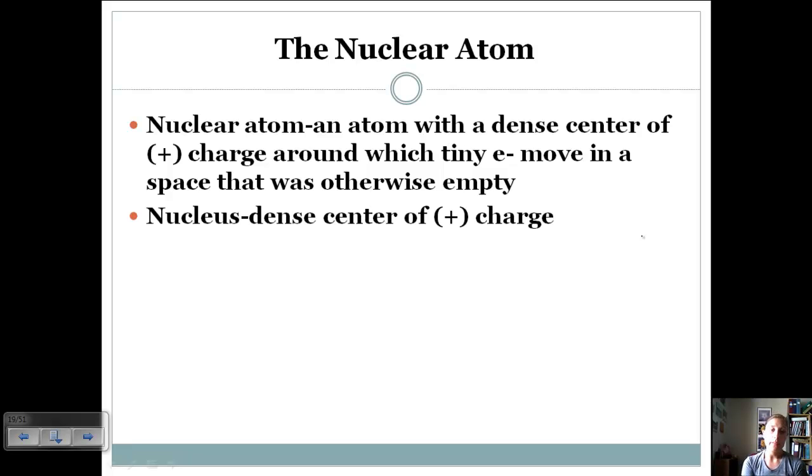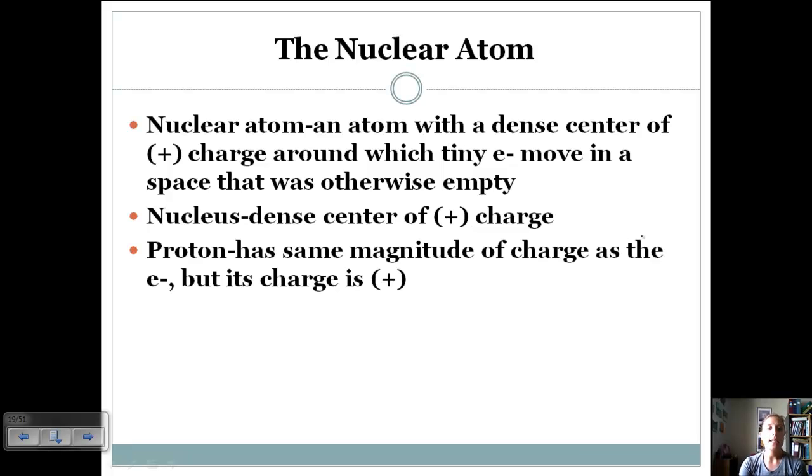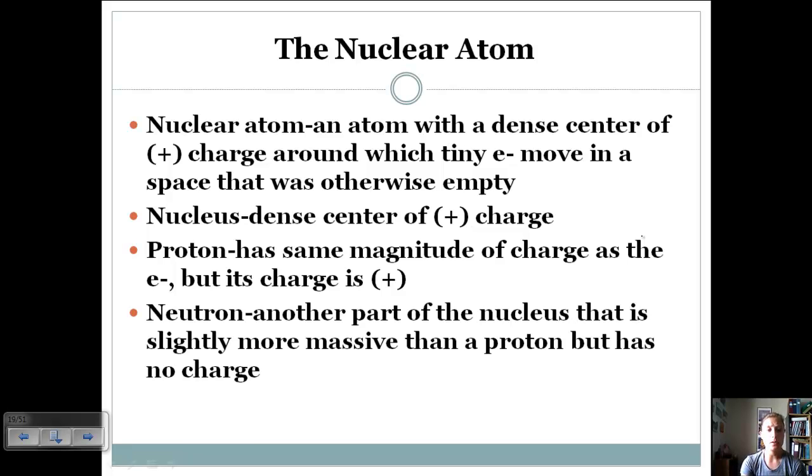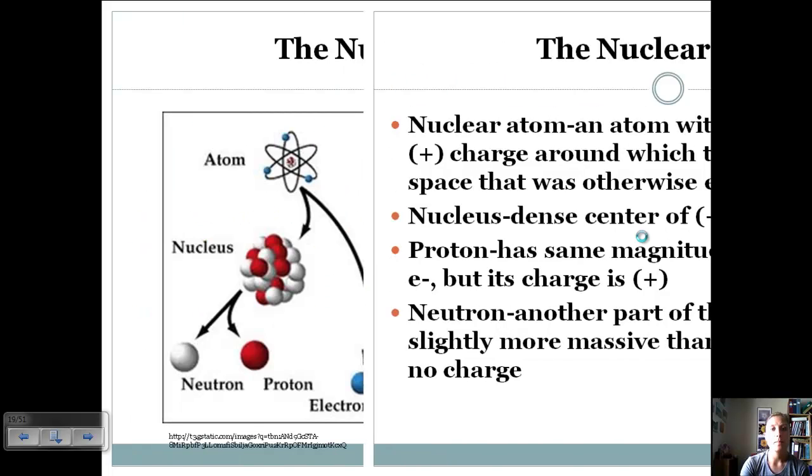So the nucleus, another new term, is the dense center of positive charge, and it contains what we're going to call protons. A proton has the same magnitude of charge as the electron. So if an electron is -1, a proton is +1, but its charge is the opposite. It's positive instead of negative. So that's our positive component. And then within the nucleus, we also said that there's what's called a neutron. So it's another part of the nucleus. It's a little more massive than the proton, but it's neutral. It has no charge, and that's where the name neutron comes from.